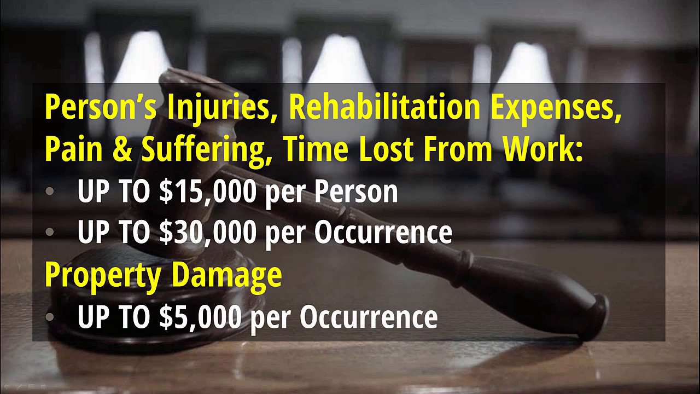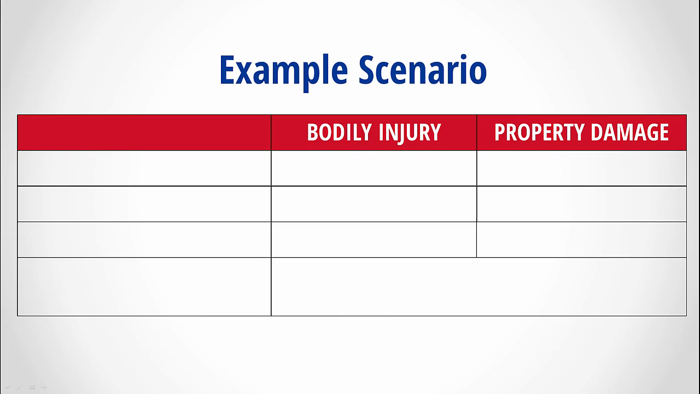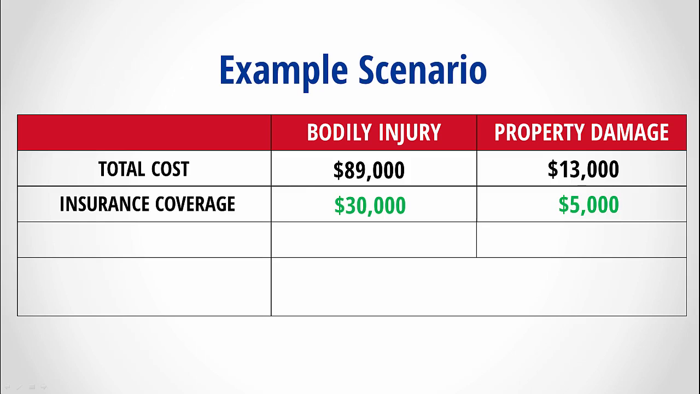So now let's take a look at how your coverage would apply. There's 4 people injured, and the cost to cover their injuries totaled $89,000, and the damage to their vehicle was $13,000. So in reviewing your coverage amounts, you'll see that your policy would pay $30,000 for all injuries, and $5,000 for the property damage. So where does the remaining $59,000 for bodily injury and $8,000 for property damage come from?